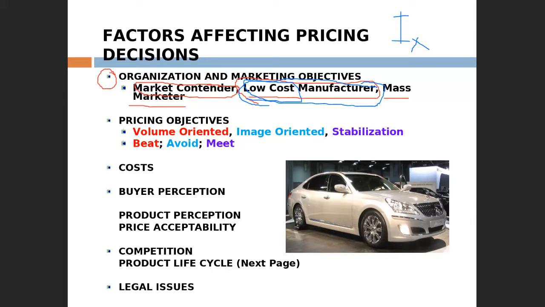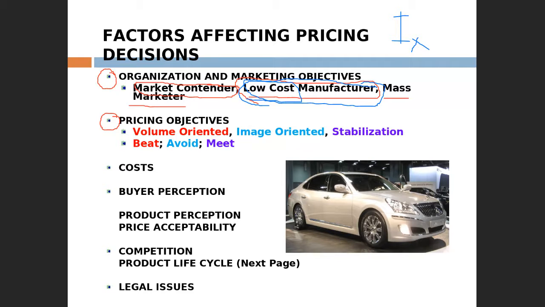The second set of factors affecting pricing decisions would be your pricing objectives. We spoke about pricing objectives in the last overhead, so there's no point in repeating them. We talked about survival, profit maximization, volume-oriented, and so on. What I've done over here is I've picked three of those pricing objectives, and I have color coded them.